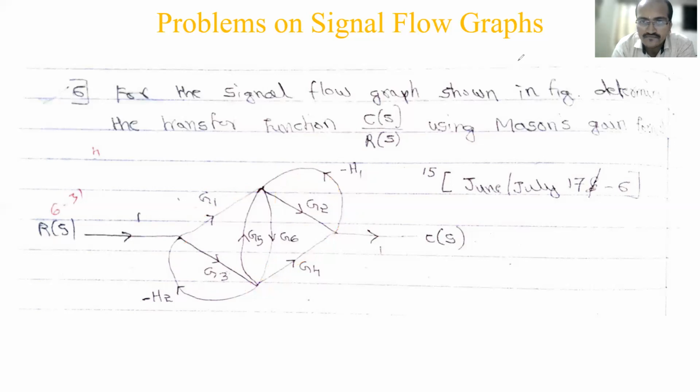Non-touching loops. That is the next important thing. We have identified 5 loops now. In that, which are the two non-touching loops? Here up to 5 loops are there. That's why up to 4 non-touching loops chance is there. But we will get only 2 non-touching loops, which are L1 and L2.